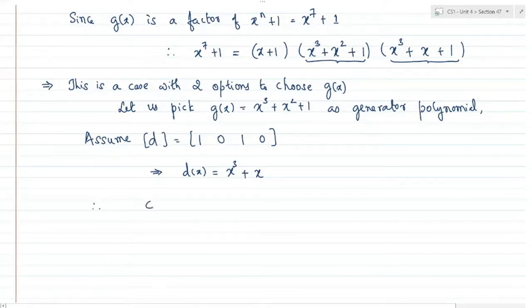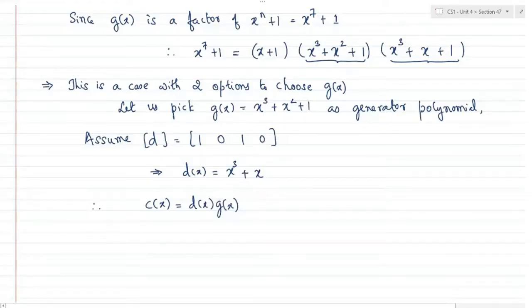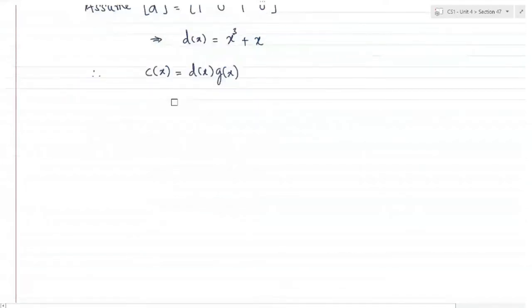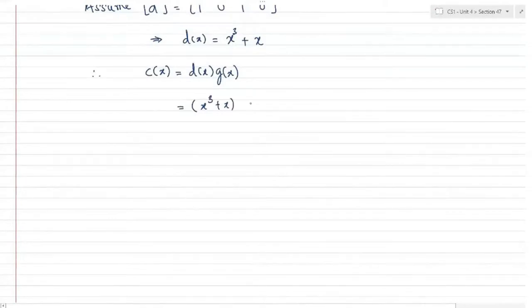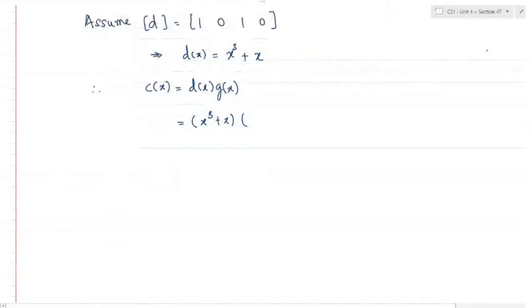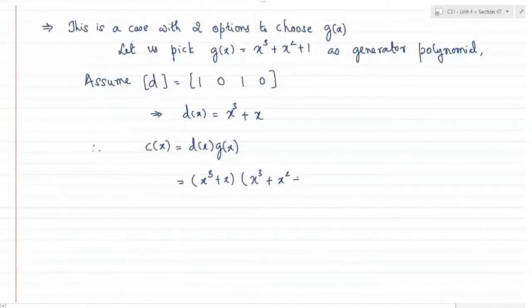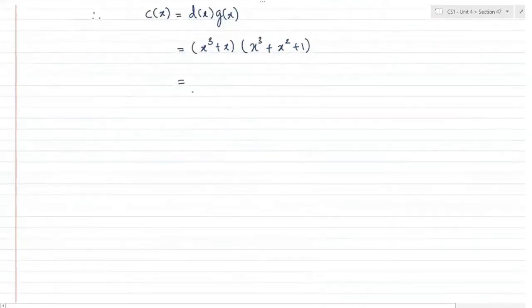Therefore, we know that c of x, the code word, is nothing but the product of the data polynomial and the generator polynomial. So d of x is x cubed plus x, and g of x we have picked from the options as x cubed plus x squared plus 1. We multiply these two polynomials, remembering modulo 2 additions.